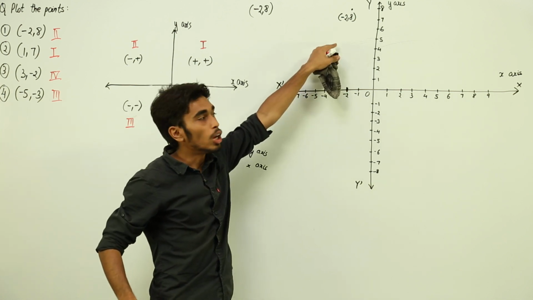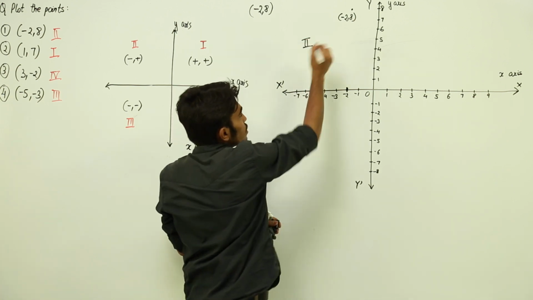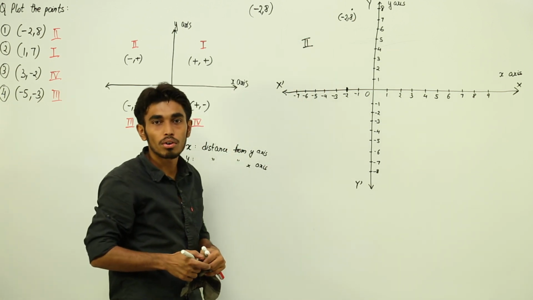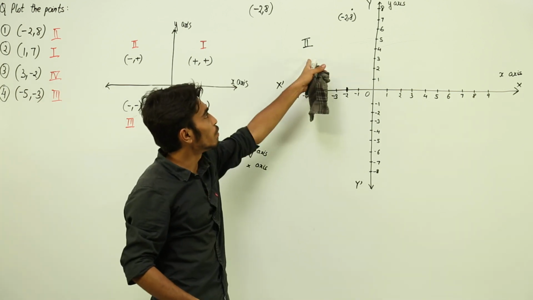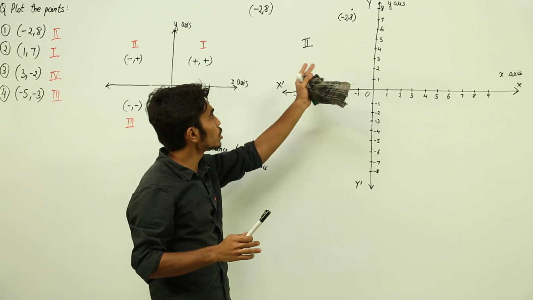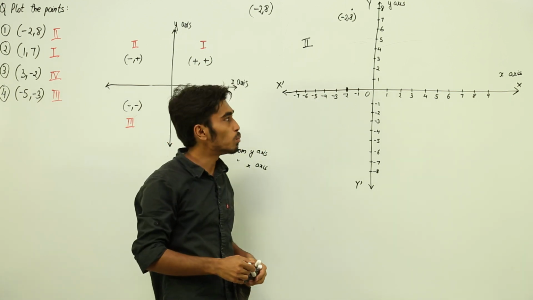Now we can see that this point lies in the second quadrant. This is our second quadrant, and as we already mentioned, this is verified, right? We don't need to plot the point to know the quadrants, we have already done it here. So this lies in the second quadrant, which is true.